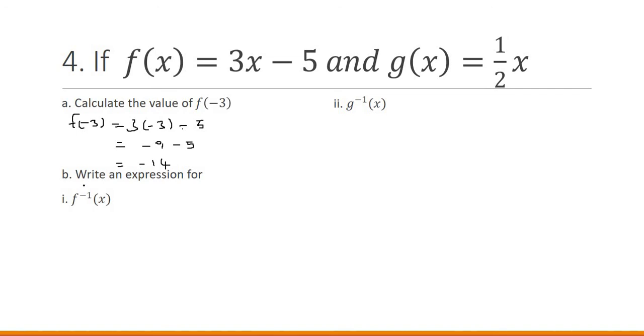We're finished it. For part B(i), we're asked to write an expression for f inverse of x. At this stage, you should be able to look at a function like this and just state the inverse. So it's going to be x. We know at some point we're going to do the opposite of subtracting 5, so it's going to be x plus 5. And we know that we're going to do the opposite of multiplying by 3, which is to actually divide by 3. So therefore, f inverse of x is equal to x plus 5 over 3.